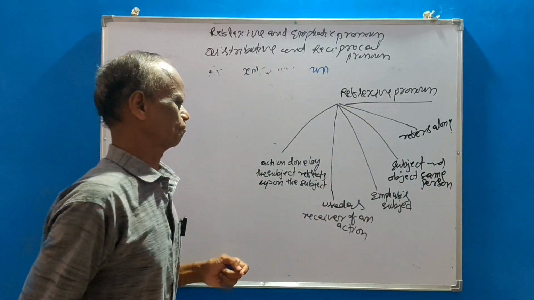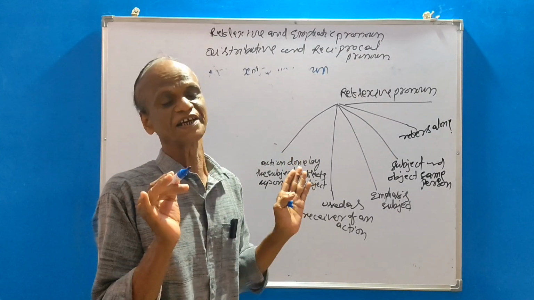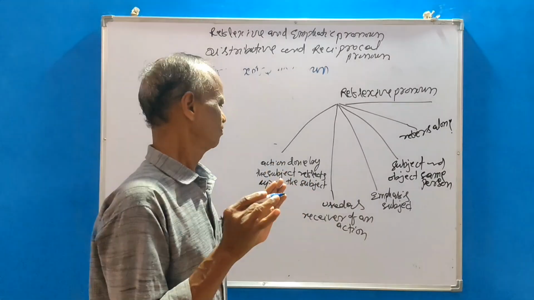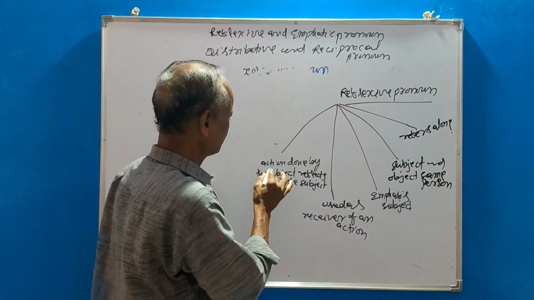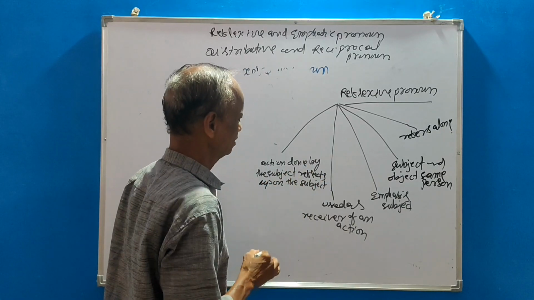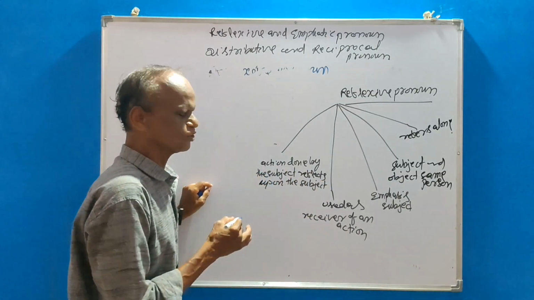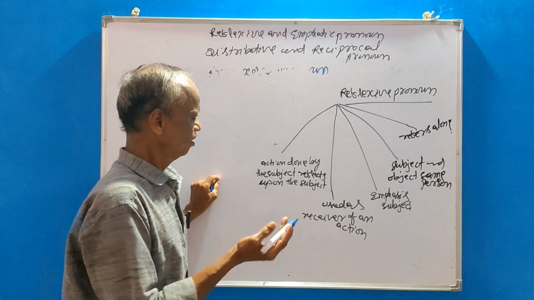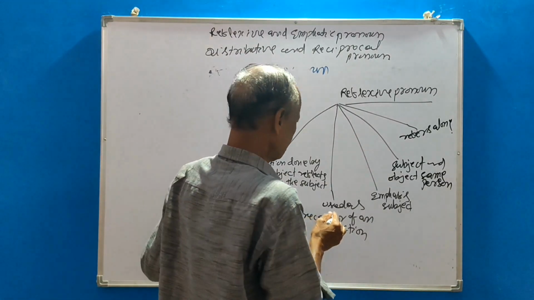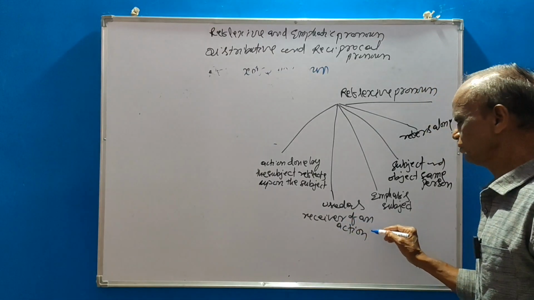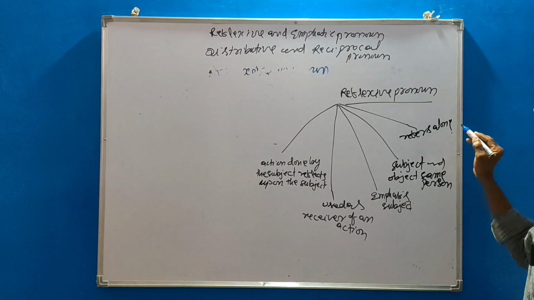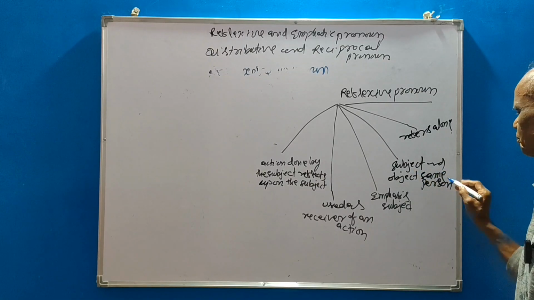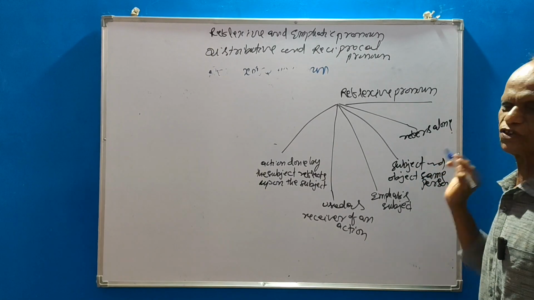You see, reflexive pronoun refers to five things. It is better to understand for yourself. That is, action done by the subject reflects upon the subject, or say turns back upon the subject. Next, it is used as receiver of action. Next, it emphasizes the subject. Next, subject and object are the same person, and it refers alone.